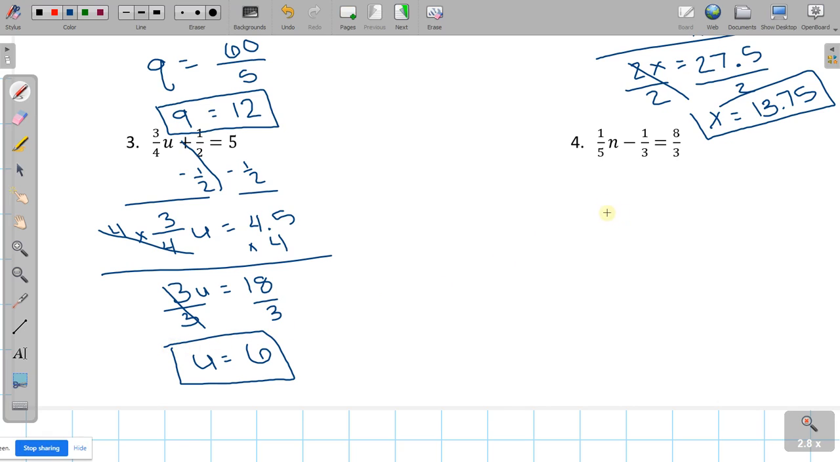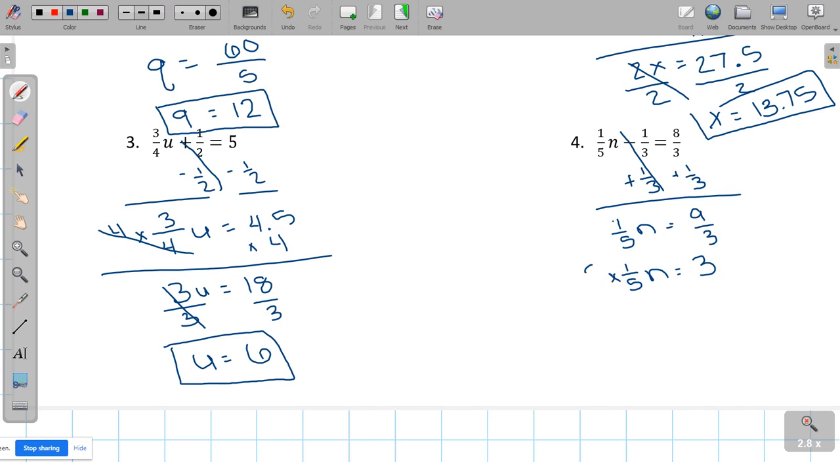Number 4. We need to get rid of the loose number, so we're going to add 1/3 to both sides. Cancels out, gives us 1/5 n equaling 8/3 plus 1/3 is 9/3. Now 9/3 can be simplified. So 3 goes into 9 3 times. So we have 1/5 n equals 3.